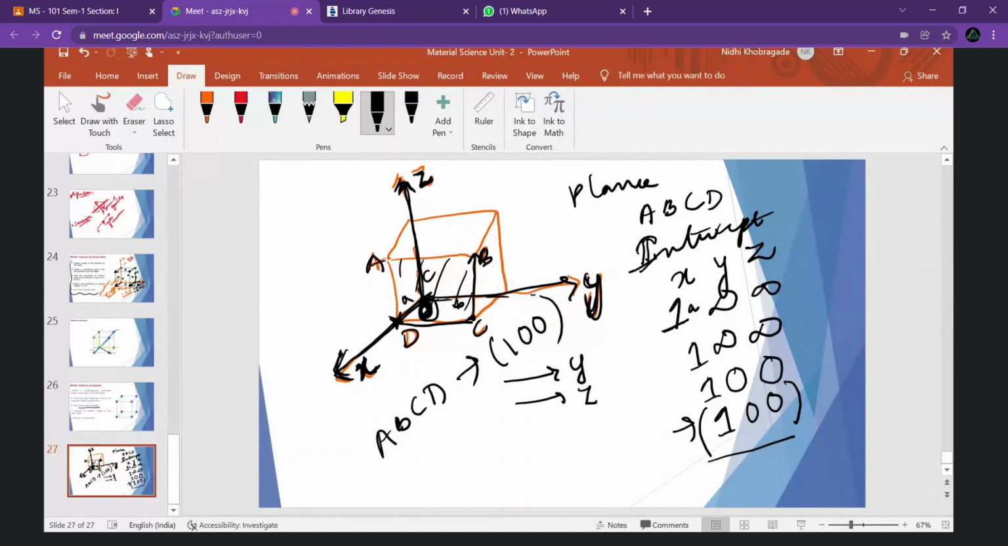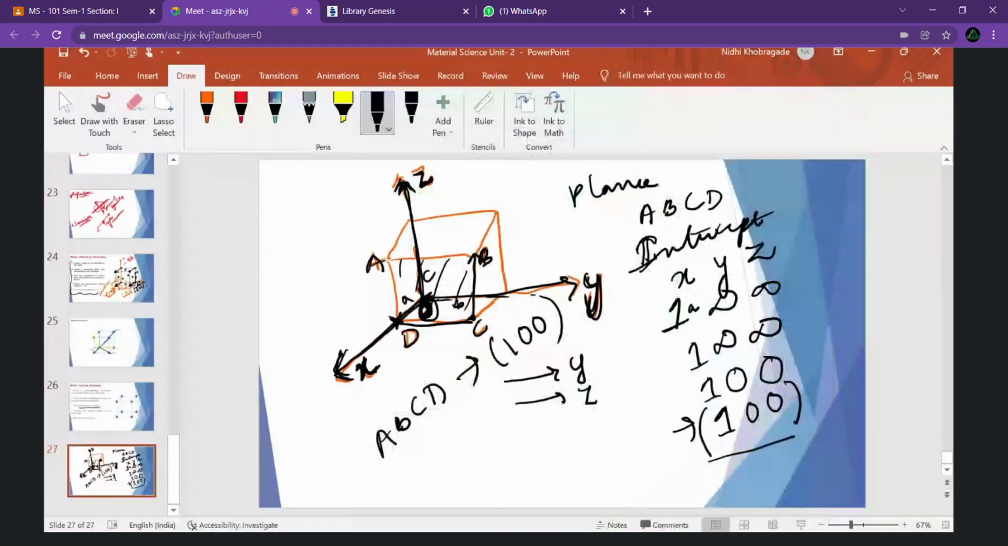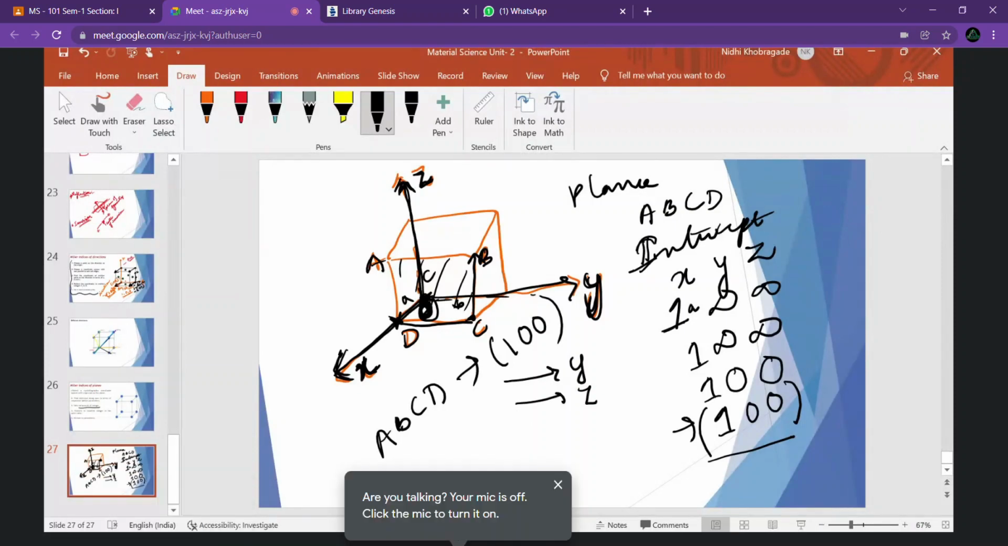So according to the rule, initially the first rule is to choose the origin, and that particular origin should not lie on the considered plane. Okay, so our plane is on the front side, that is A, B, C, D, and we have marked our origin on the back side of the unit cell. So this is our origin, and this is our plane.